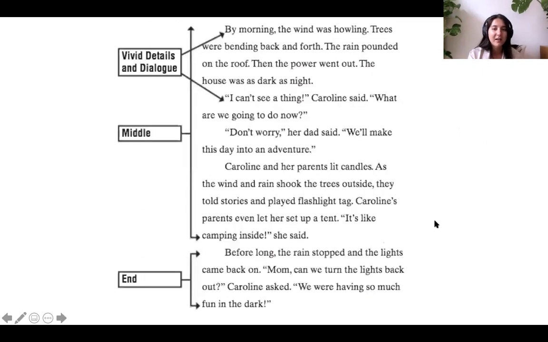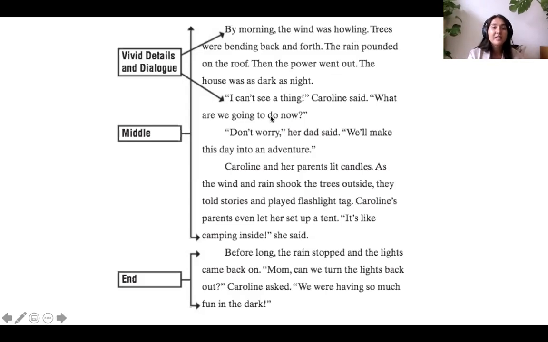Let's keep reading and find out what happens. Here we've got more vivid details. "By morning, the wind was howling." Here is some personification. Wind does not howl, but sometimes it makes a howling sound. So that's really vivid again. I'm imagining the wind screaming and howling in the morning. I can imagine the trees bending back and forth as this hurricane is approaching this family.